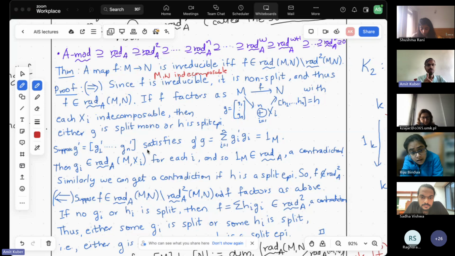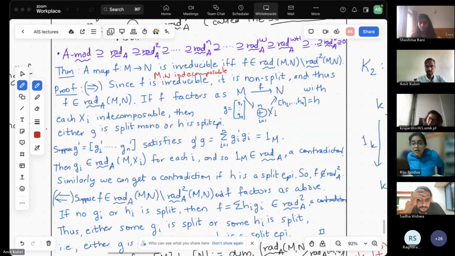Oh, maybe I haven't mentioned one thing. So we are assuming that, hold on. Okay. So basically, we are trying to prove a contradiction to the assumption that F is in rad square. When would F be in rad square? If it can be factored as HG, where both H and G are in radical. So I'm assuming that G is in the radical, and therefore each Gi is in radical because it's simply a composition of G with the appropriate projection map.